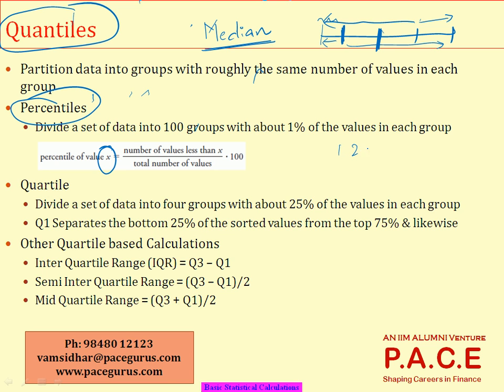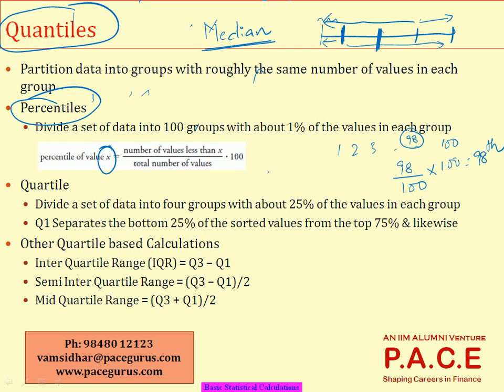If I have 1, 2, 3, 4 up to 100, and I want to find the percentile corresponding to 98, how many values are less than or equal to 98? There are 98 values which are less than or equal to 98. Divided by the total number of values, 100, times 100, this is the 98th percentile value. That is the way people try to find percentiles.